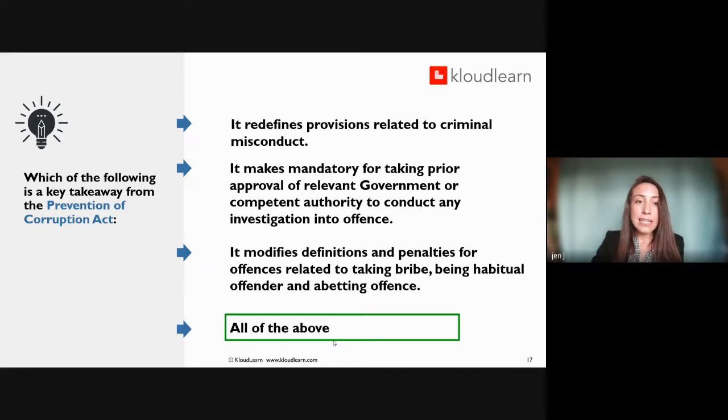Which of the following is a key takeaway from the Prevention of Corruption Act? A, it redefines provisions related to criminal misconduct. B, it makes mandatory for taking prior approval of relevant government or competent authority to conduct any investigation into offense. C, it modifies definitions and penalties for offenses related to taking bribes, being a habitual offender, and abetting offenses. Or D, all of the above. All of these are components of the Prevention of Corruption Act.